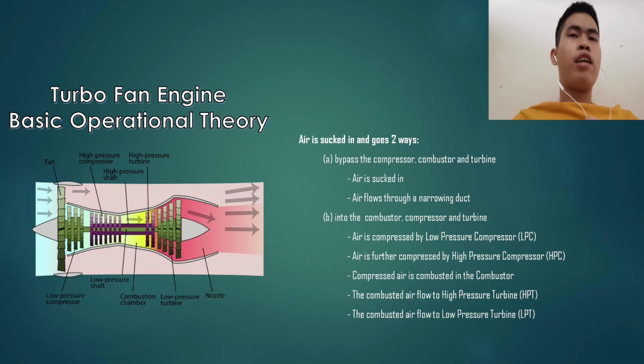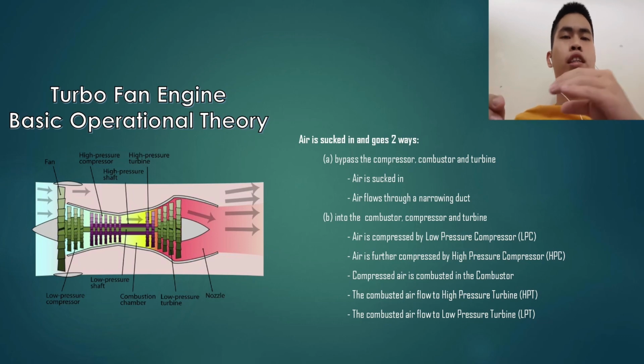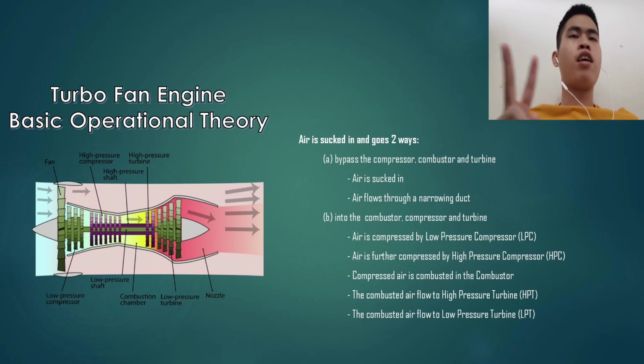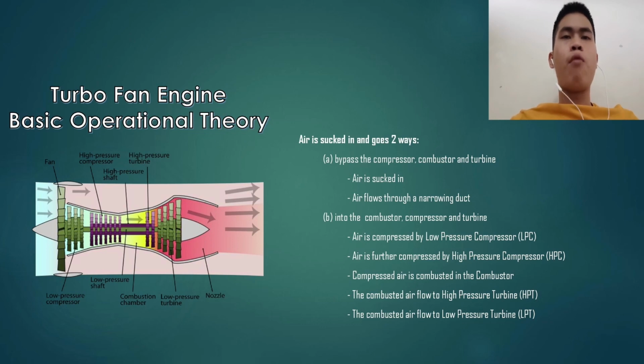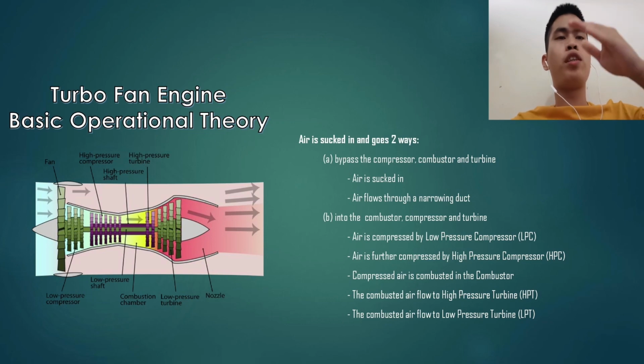For the first way, the air is sucked in and bypasses the propulsion system and flows through a narrowing duct to produce a high velocity at the outlet. For the second way, the air is first compressed by the low pressure compressor. Then it is further compressed by the high pressure compressor before being combusted in the combustor. The combusted air will then flow to the high pressure turbine. Lastly, the air will flow from the high pressure turbine to the low pressure turbine before exiting through the nozzle of the exhaust.